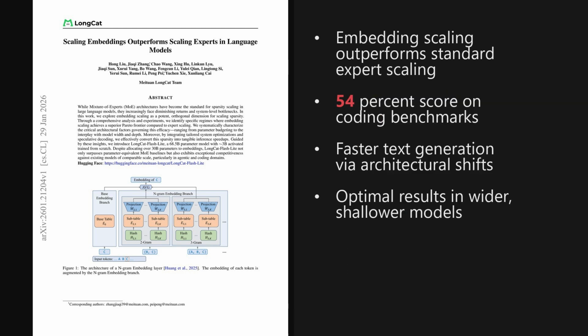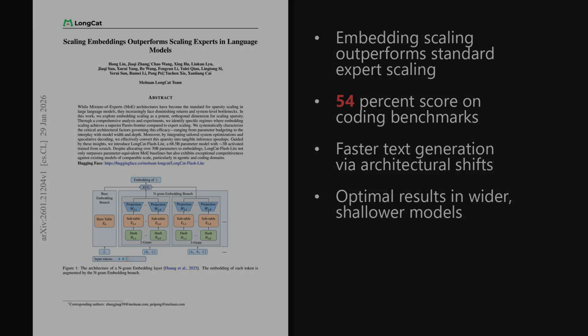I'm Alex. Today we're looking at a paper from the Hugging Face trending list published on January 29, 2026, just yesterday. It introduces a new 68.5 billion parameter model called LongCat Flashlight that allocates over 30 billion parameters just to embeddings, successfully outperforming standard mixture of experts baselines. The paper is titled, Scaling Embeddings Outperforms Scaling Experts in Language Models. And as we'll see later, this architectural shift offers some really impressive gains in both inference speed and performance.